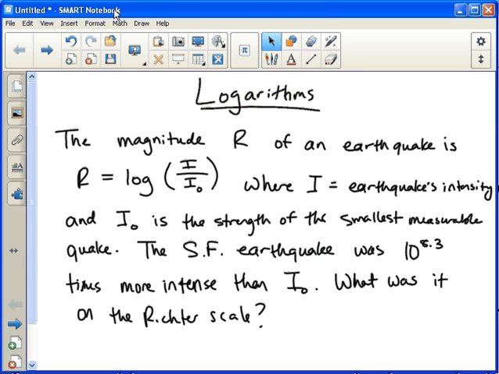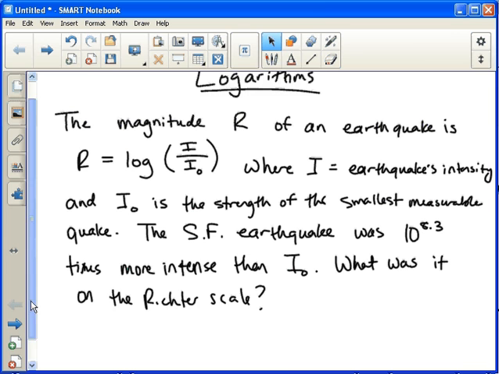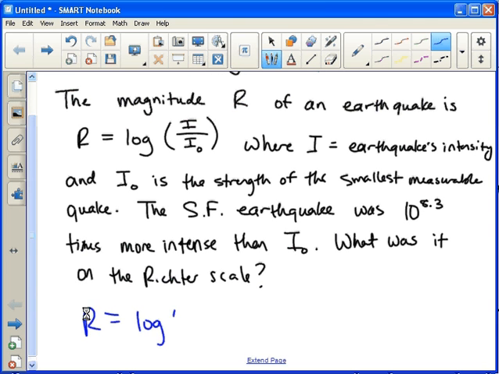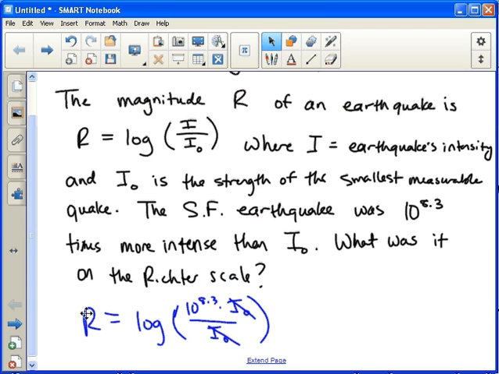So here's how we would approach this. We do R equals log, and for the intensity, what we were told is that it's 10 to the 8.3 times I naught over I naught. So the I naughts will cancel out, and we just have log of 10 to the 8.3. So now we're going to want to plug this into our calculator. We're doing log of 10 to the 8.3.